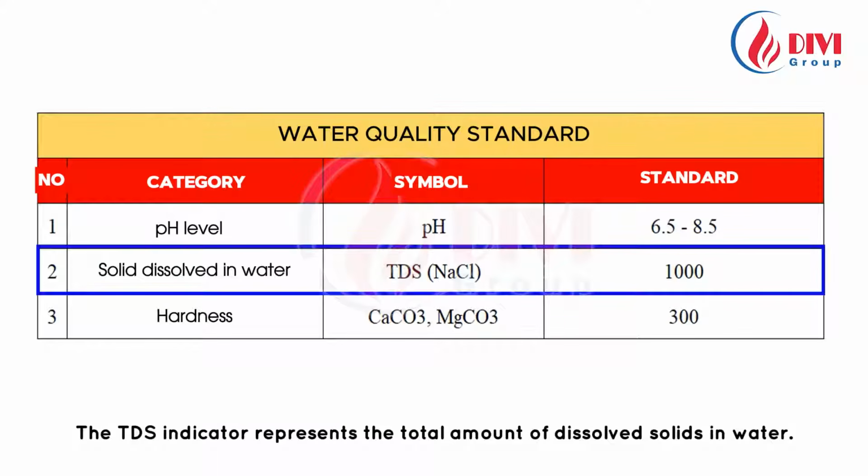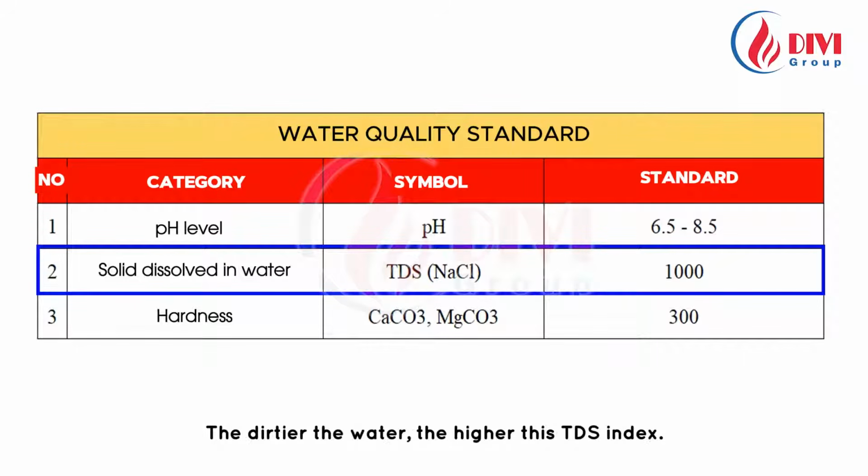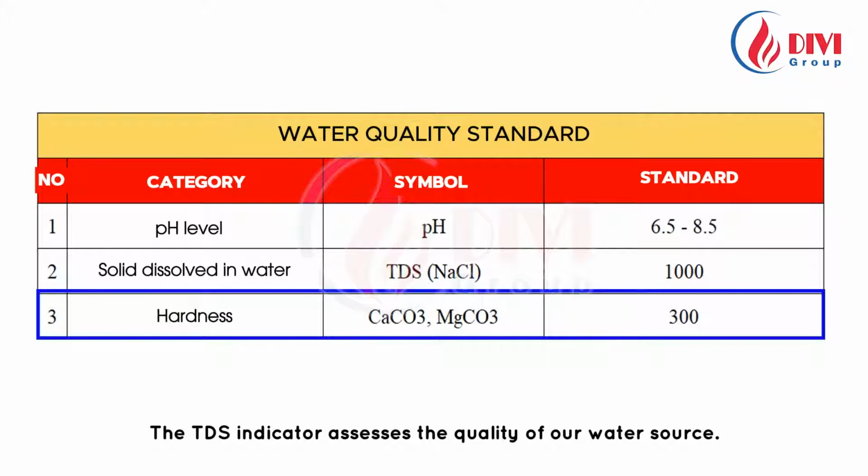The TDS indicator represents the total amount of dissolved solids in water. The dirtier the water, the higher this TDS index. The TDS indicator assesses the quality of our water source. For the hardness indicator, which is the agent causing sediment in the boiler, it is largely determined by calcium (Ca2+) and magnesium (Mg2+).